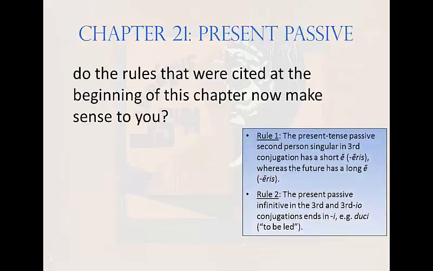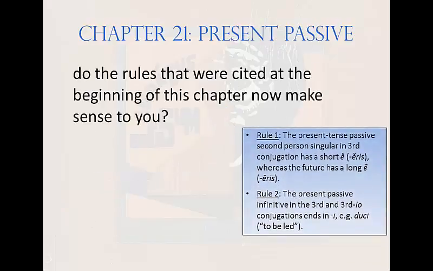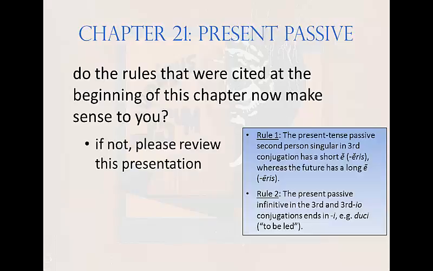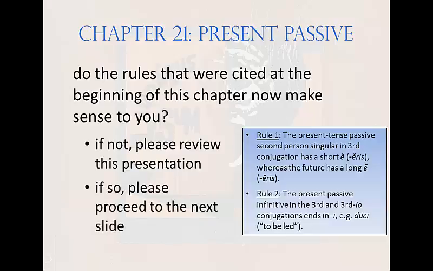And so concludes the presentation for Chapter 21. Do the rules that were cited at the beginning of this chapter now make sense to you? If not, please review this presentation. If so, please proceed to the next slide.